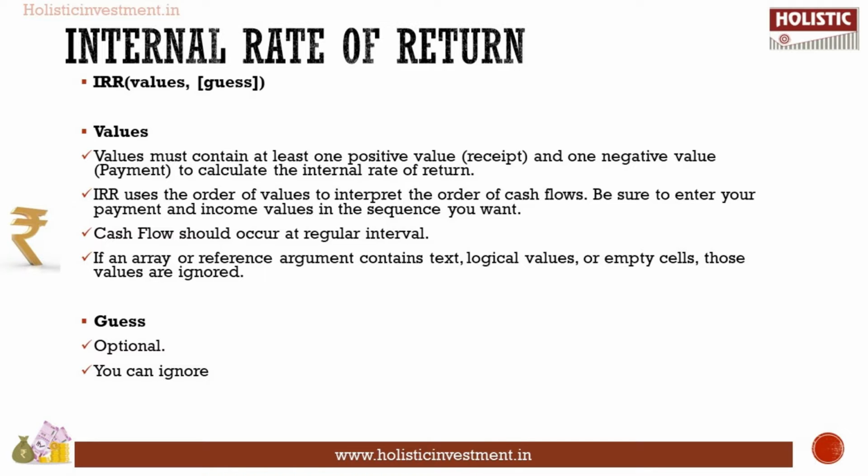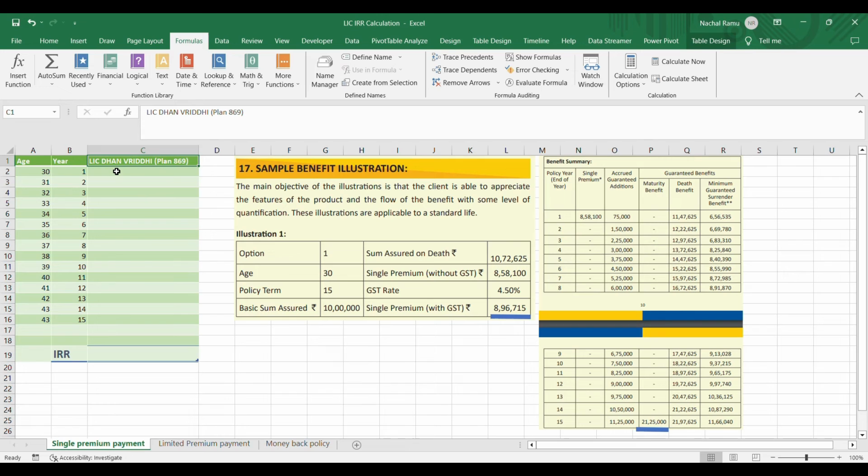Now let's do some number crunching. First, we have chosen LIC Dhanvriddhi. It is a single premium policy. The premium amount is 8,96,715. The policy term is 15 years. At the end of 15 years, you would be receiving 21,25,000.